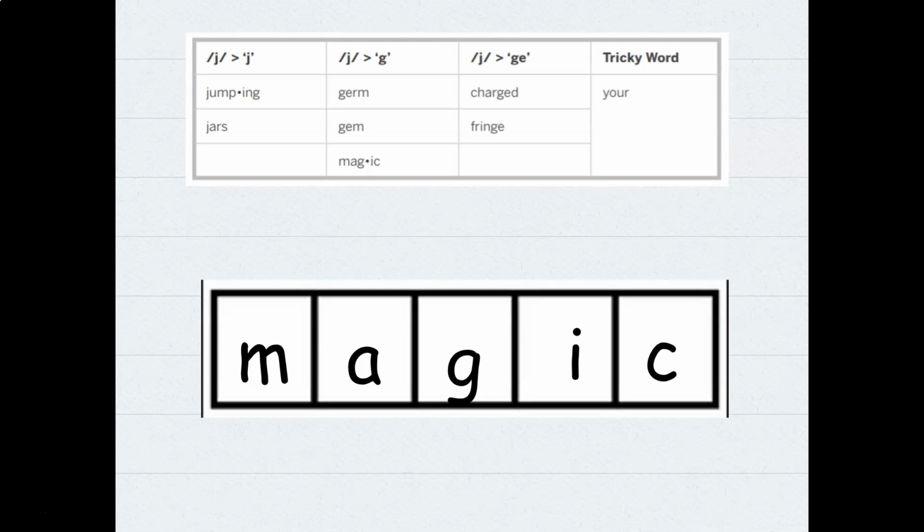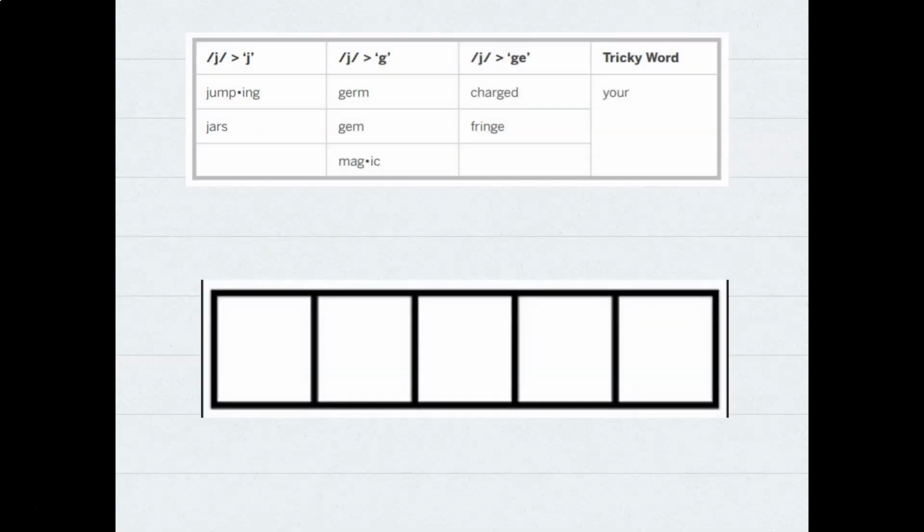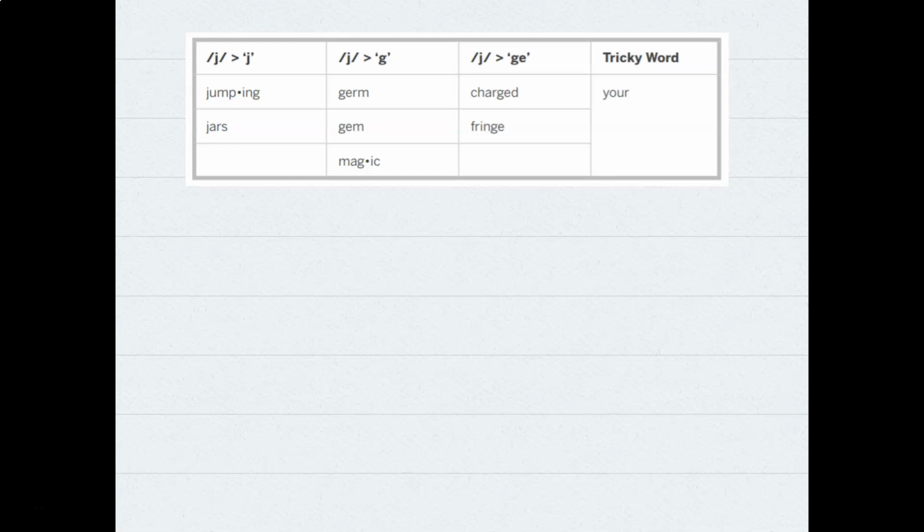Our next word is charged, charged. Our next word is fringe, fringe. Our last word is a tricky word. Remember, tricky words do not follow the rules, so you have to memorize their spellings. Our tricky word this week is your, Y-O-U-R, your.